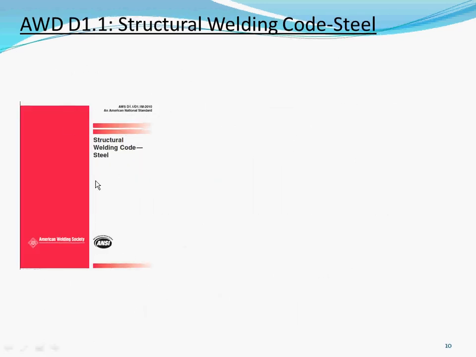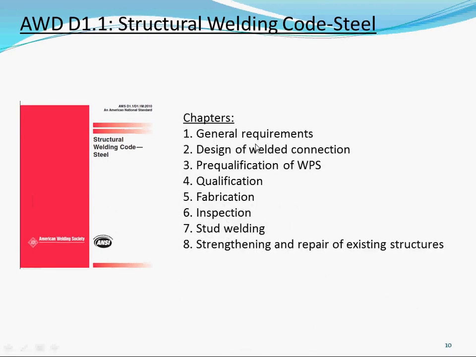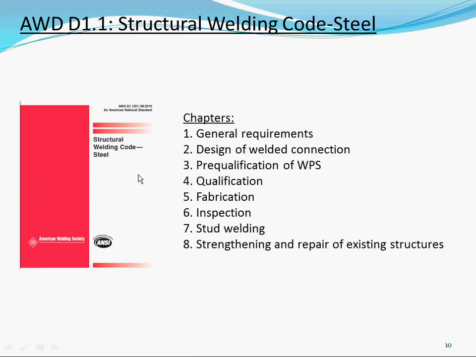So in this code, just an overview, we won't be using it, but what it covers is general requirements and design of welded connections. Most of these, as you can see, are related to welding: prequalification, qualification, fabrication, inspection, stud welding, strengthening and repair of existing structures. So all we're dealing with is probably design of connections. All this is for fabrication, for inspection, and everything else related to producing a good weld for the structure. So these are the different sections in the D1.1.